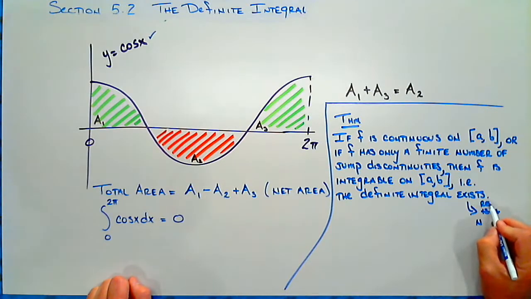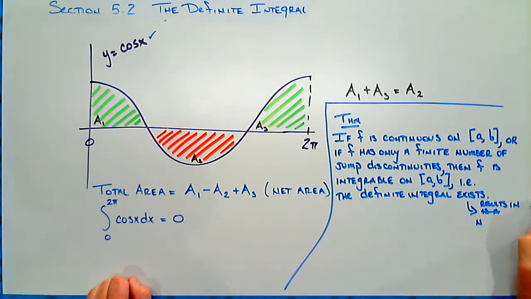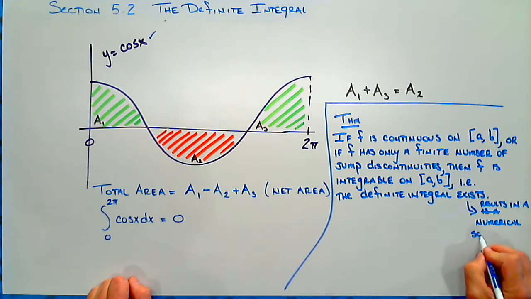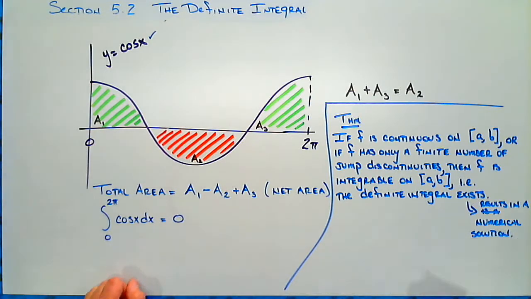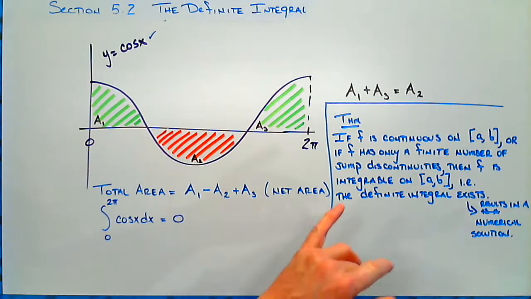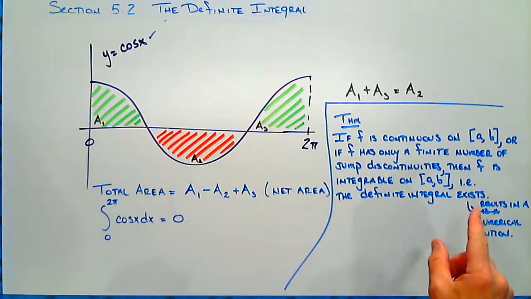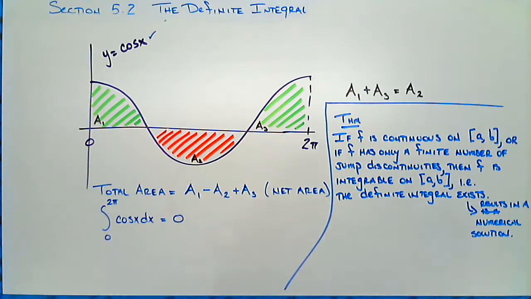How about results in a numerical solution? Okay. So that tells us when we're going to get an answer to our problems. We're going to get an answer if our function is continuous or if it only has a finite number of jump discontinuities. If you're asking yourself what happens if it has an infinite number of jump discontinuities, or what happens if it's not continuous, those are quite interesting questions, and if you major in mathematics, you can find the answers down the road. They're not going to be questions that we address in a Calc 1 class, however.